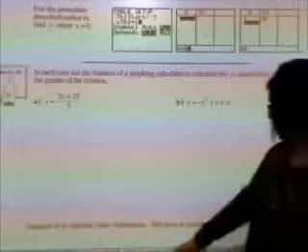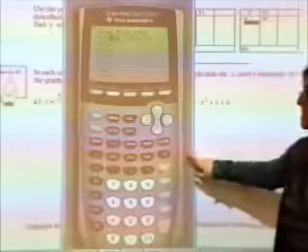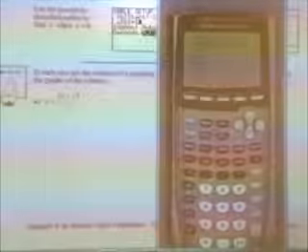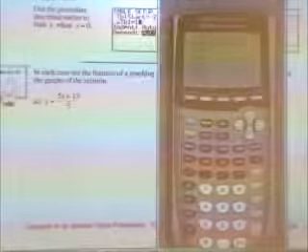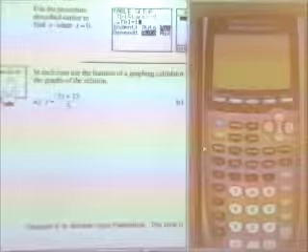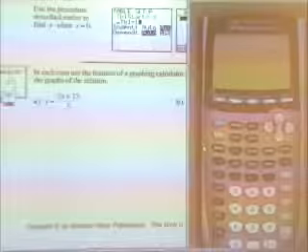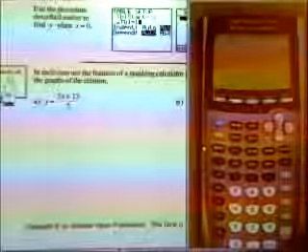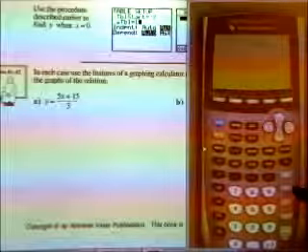So let's look at class example number 2. In each case, use the features of a graphing calculator to calculate the x and y intercepts of the graph of each relation. So class example number 2 looks at using the features of a graphing calculator to find the x and the y intercepts of these relations.